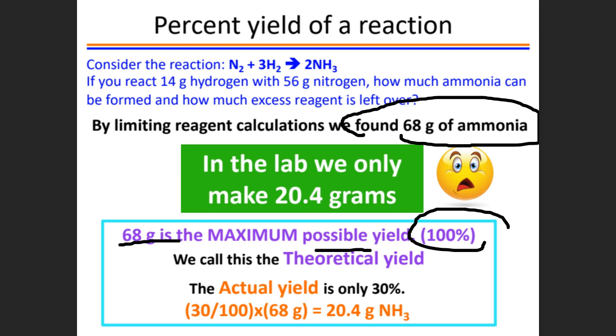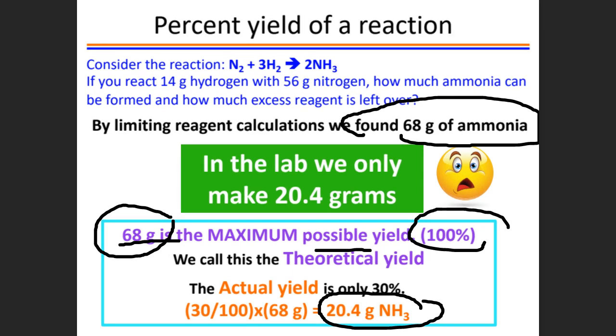Now the actual yield is only 30%. How? Because if your reaction runs perfectly, you should get the 68 gram. But you got only 20 gram. Now got it? According to our balanced reaction, we calculated this amount of hydrogen, this amount of nitrogen, and we know that if the reaction proceeds, it should be 100% and 68 gram.